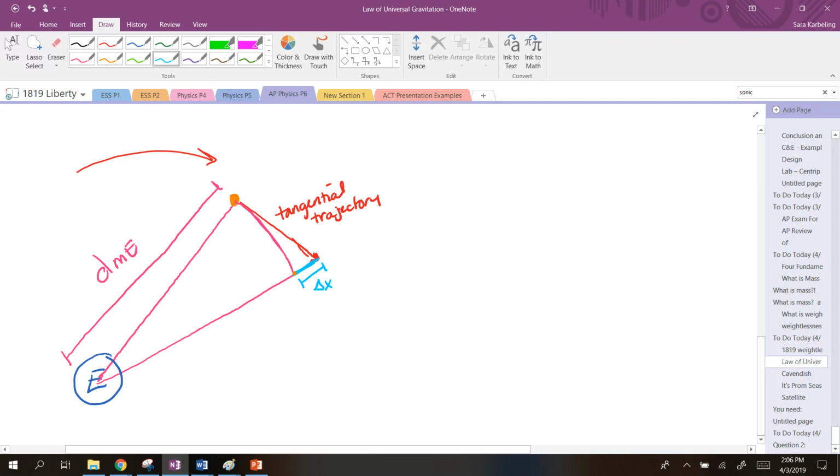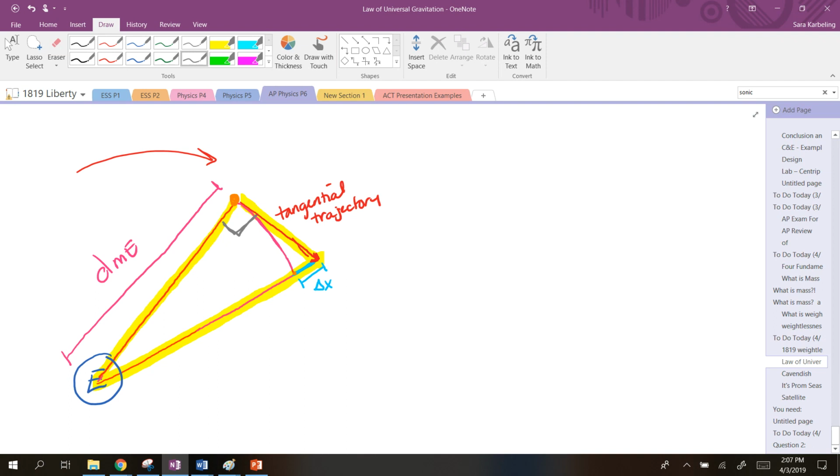Now, it might look kind of intimidating to you, so I'm going to help you figure out how to do this. Here's the nice thing about all of this, friends. You've got a nice right triangle here, with this little right angle between the tangential velocity and the radius. This is your hypotenuse. And the difference in length between your hypotenuse and the distance between the moon and the earth is how far it falls.